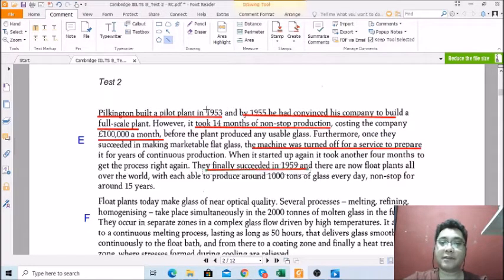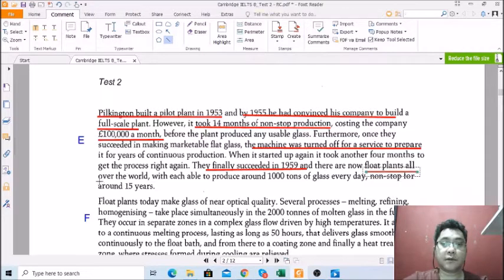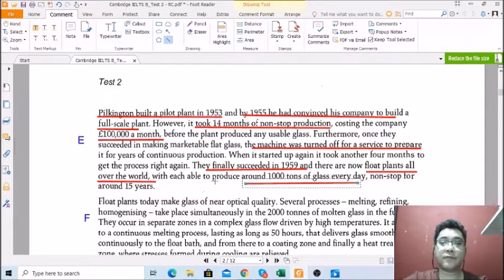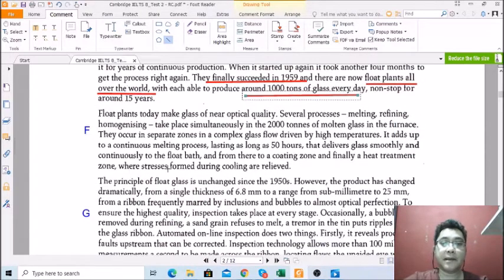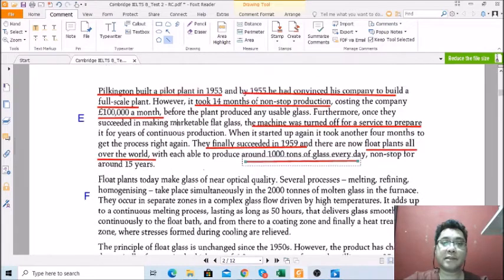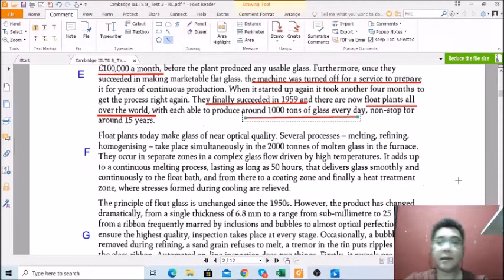So imagine that from 1953 to 1959, there are now float plants all over the world. Then it is around 1,000 tons of glass every day, non-stop for around 15 years. Okay, then that's something considered very, very important. They're all underlined in E. And now let's go to F. So I will give you another 2 minutes.